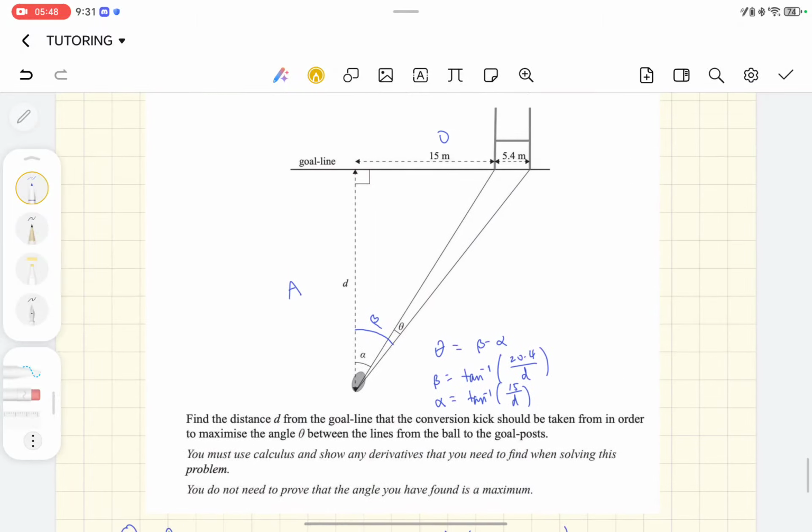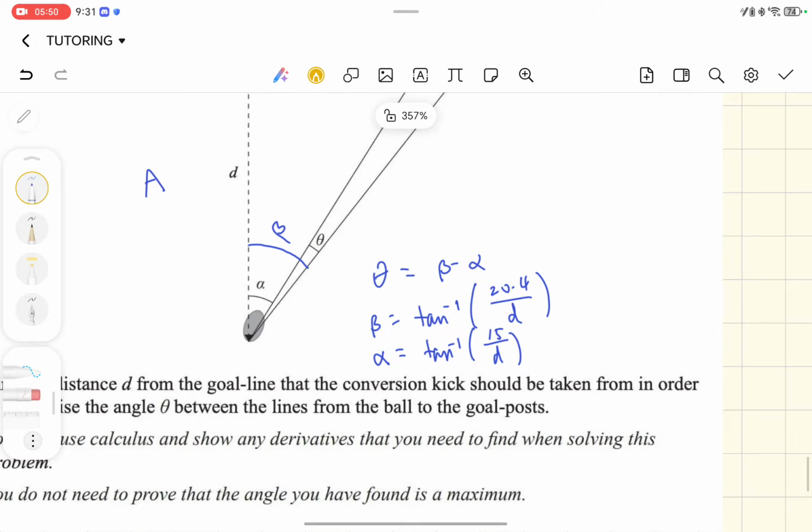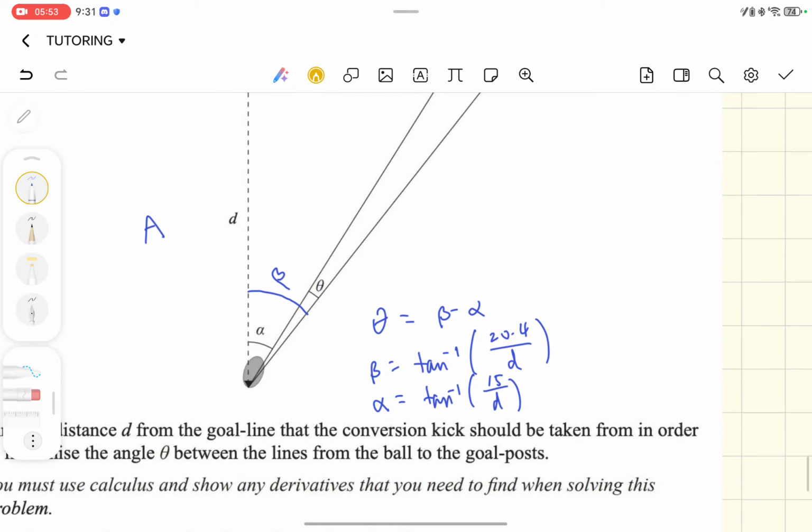We're going to use the same information, but this time, instead of writing alpha and beta as tan inverse, we'll do tan of beta equals 20.4 over d, and tan of alpha equals 15 over d.